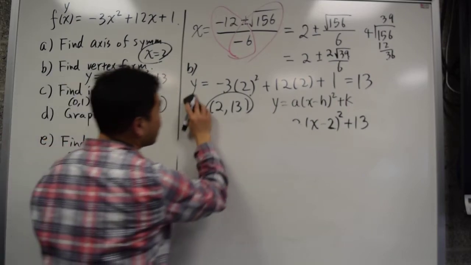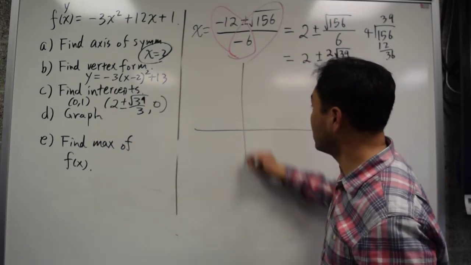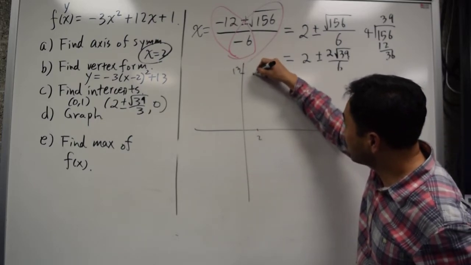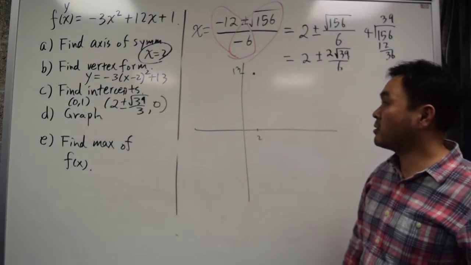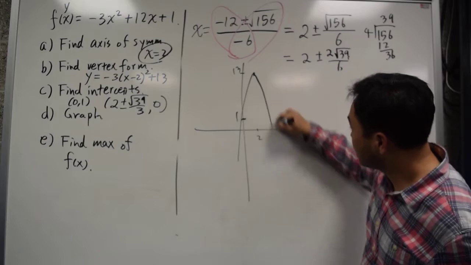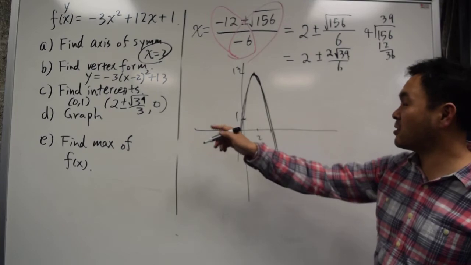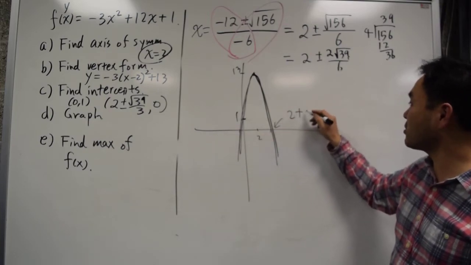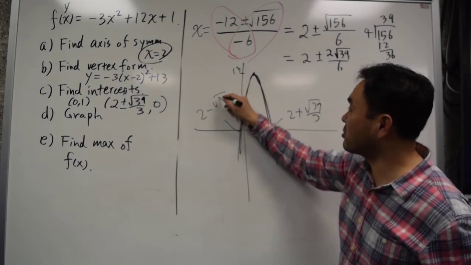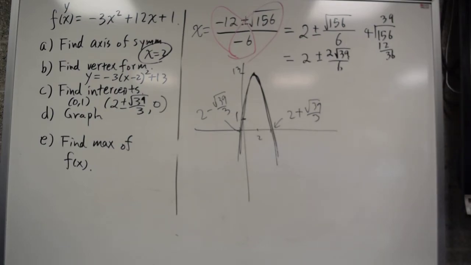Okay. Now let's draw the graph. 2 comma 13. So let's say this is 2, that's 13. Here's the vertex. And then the y-intercept is all the way down here. It's 1. So it's like this. And I don't know what these values are, but these are called 2 plus square root of 39 over 3, and this one is 2 minus square root of 39 over 3. Okay. So that's the graph.